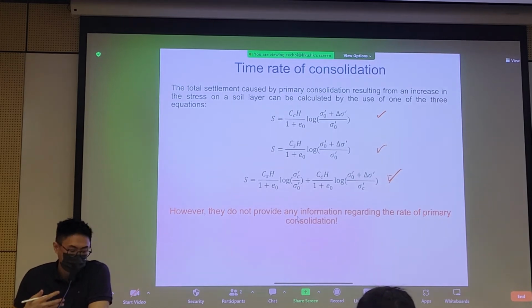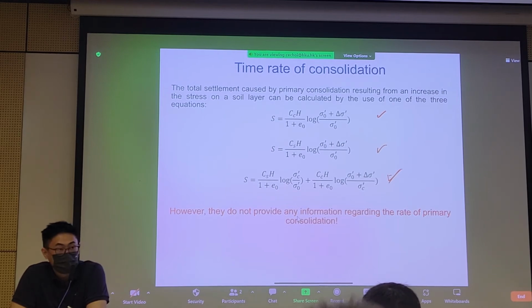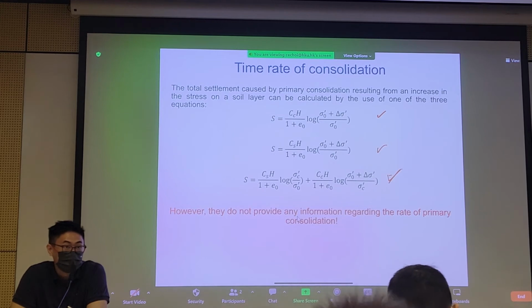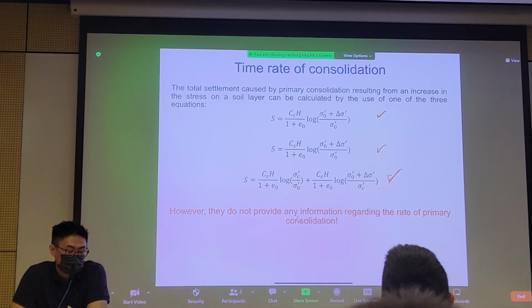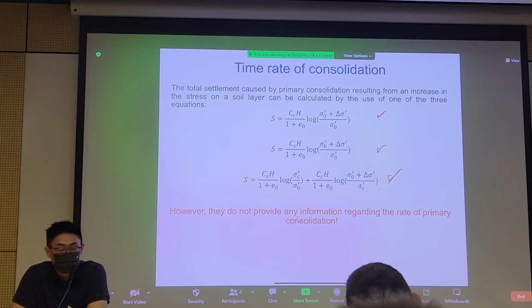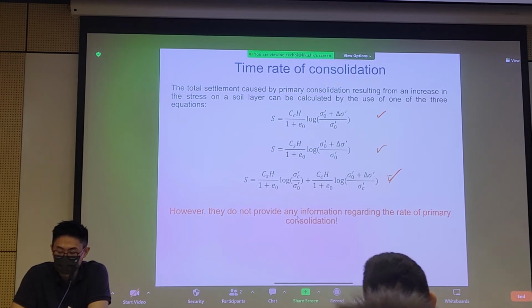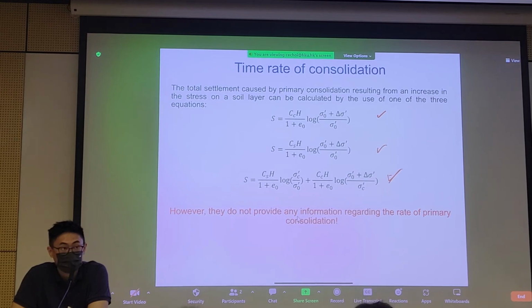So all of these expressions are nice to get the magnitude, but they don't give us any information about the rate of settlements. For projects in Hong Kong, we are always concerned about rate. How long will it take before we can use the land? So in the next part, we'll look at how to calculate rates. And to calculate rates, we need to revisit Terzaghi's one-dimensional consolidation theory. What we can do now is take a break first. We can come back in 10 minutes and we'll switch on to calculating rates of settlement for consolidation.